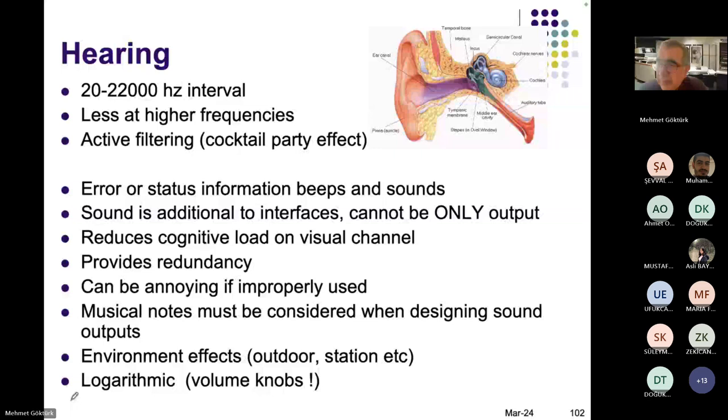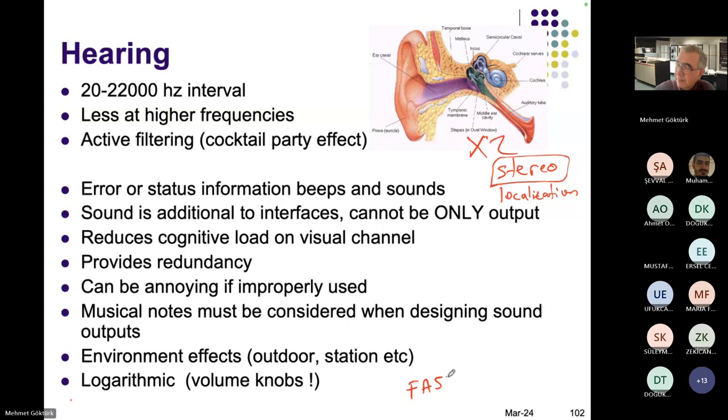We have 2 ears, which is stereo, and we also have the capability of localization. So inter-ear difference localization is possible. Our hearing system is quite advanced, and it is faster, actually the fastest one, faster than the visual system and the tactile system.